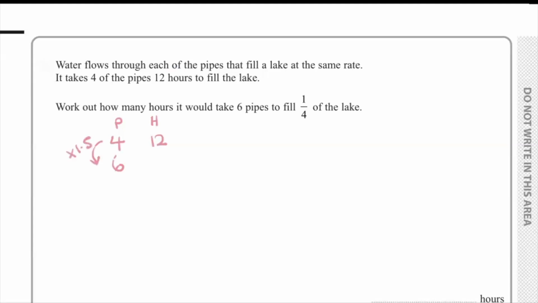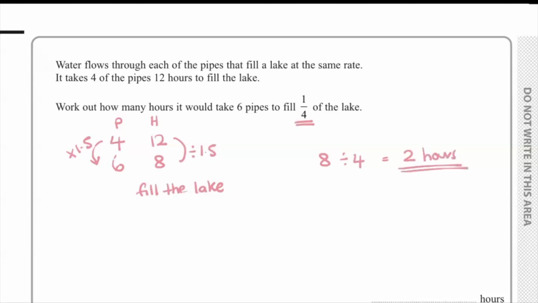So I've got 1.5 times more pipes. So it's going to take 1.5 times less time, if that makes sense. So we do the opposite because we want a smaller number. And then that will give us 8. Now remember, this is to fill the lake. I only want a quarter of the lake. So I'm going to take the hours, which is 8, and divide it through by 4, which will give me 2 hours to fill a quarter of the lake.